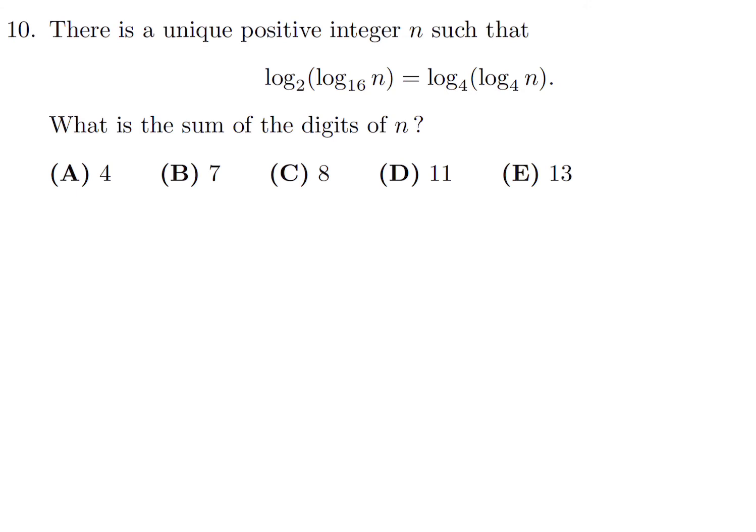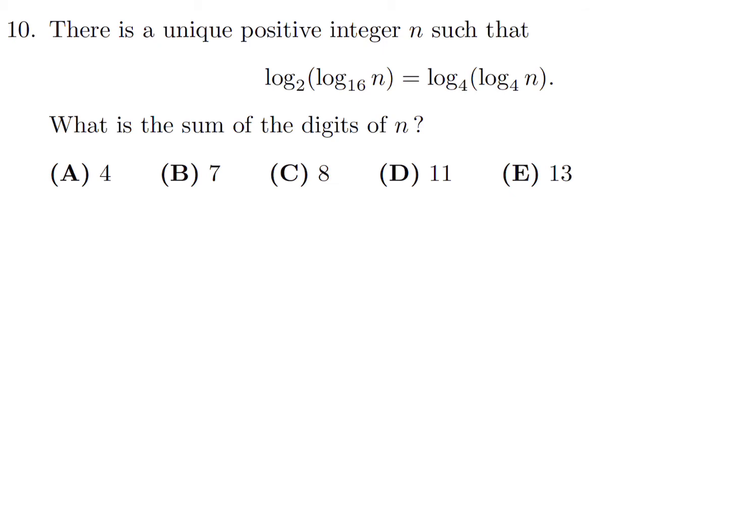There is a unique positive integer n such that the log to the base 2 of log of n to the base 16 is equal to the log to the base 4 of log of n to the base 4. What is the sum of the digits of n? Many ways of doing this question, really, and the recommended way, of course, is the fastest way. I can do it the long way or the short way. Obviously, on a math contest, you want the short way.